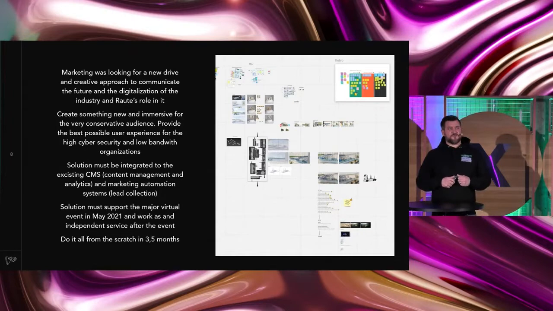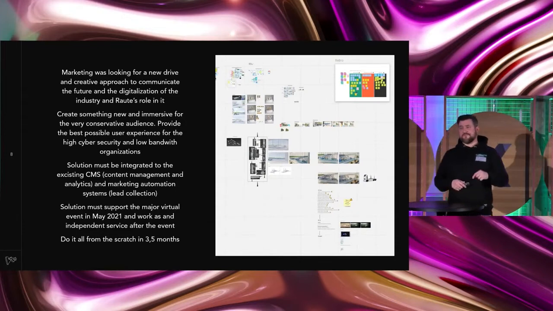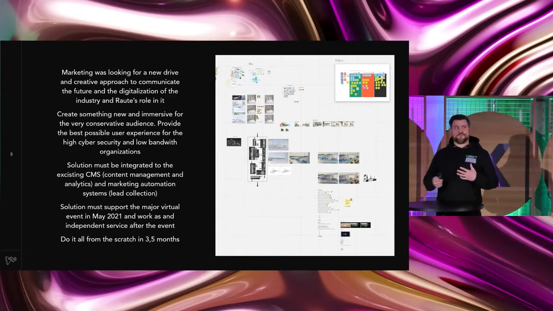The primary focus was brand identity building, but the main issue was lead generation, lead collection, and boosting sales during the COVID era. And this solution should support a major virtual event held in May 2021.